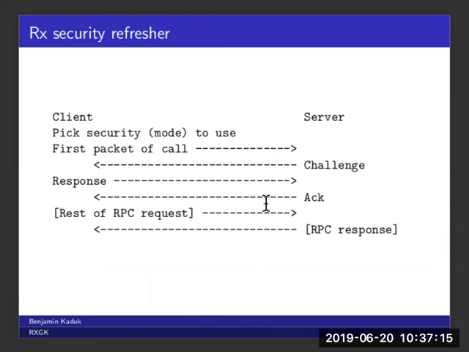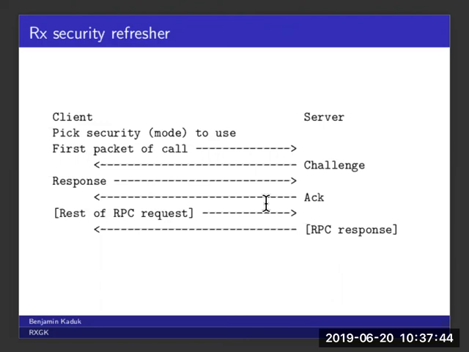So this is, I guess, a ladder diagram. The client's on the left, the server's on the right, and they're sending messages back and forth. The client starts out, as I said, by picking what security it wants to use. That's whether or not to use rxkad at all, or if it wants to use rxkad with encryption, or just authentication. And then it's going to prepare the first packet of the RPC call. If that's encrypted, it's going to be encrypted. If it's in clear text, that's in clear text. It's all up to the client's choice.